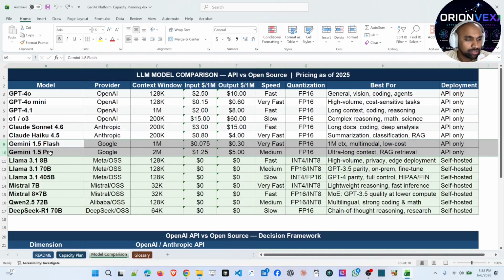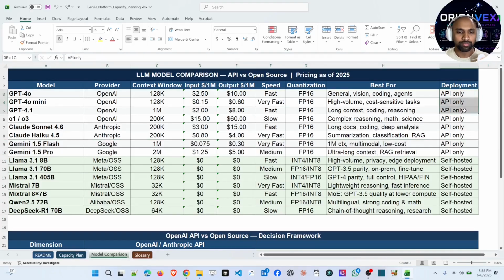If we go ahead with Gemini 1.5 Pro, that is giving double the context window of Flash, and its cost is a little bit higher compared to Gemini 1.5 Flash, but not too much higher compared to the previous ones, that is $1.25 for input and $5 per 1 million tokens for output. Speed is medium compared to the previous one, same quantization, but we can use it for ultra long context and RAG, retrieval augmented generation.